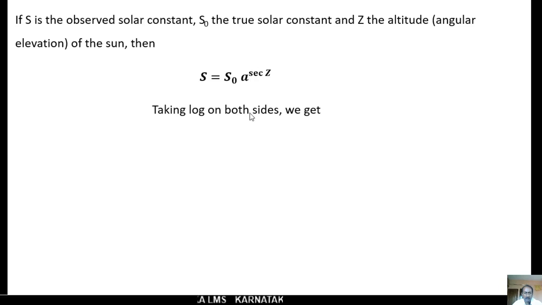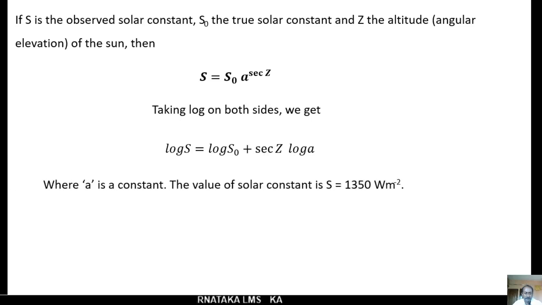Now taking log on both sides, we get log S equals log S naught plus secant Z into log A. Here A is constant. The value of solar constant is found to be 1350 watt per meter square.